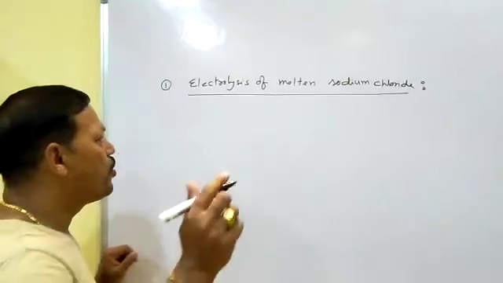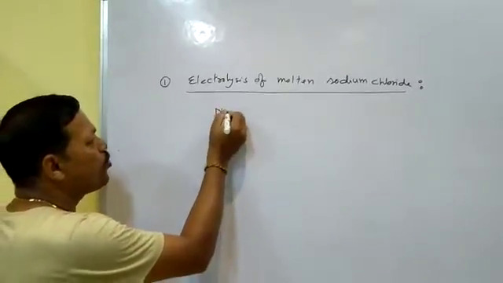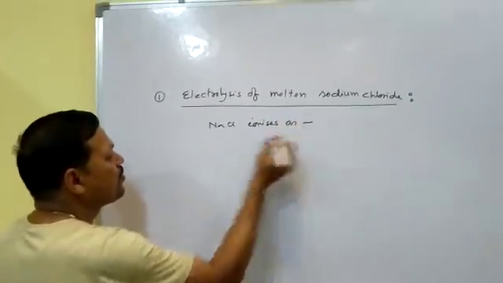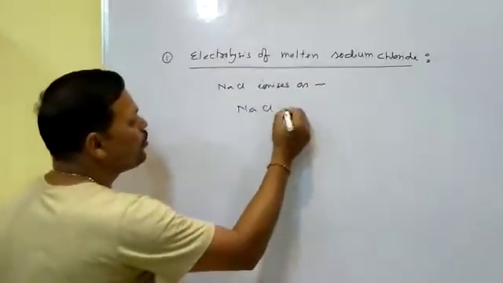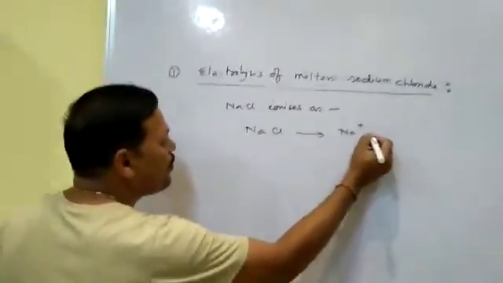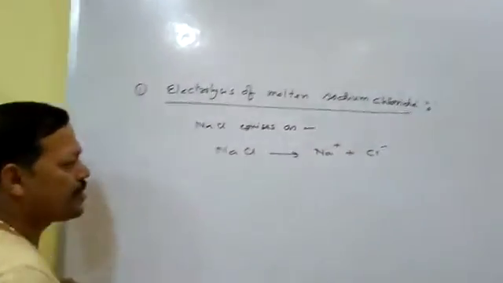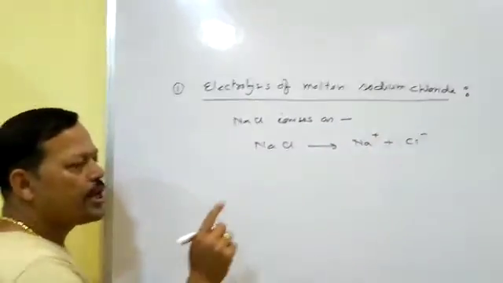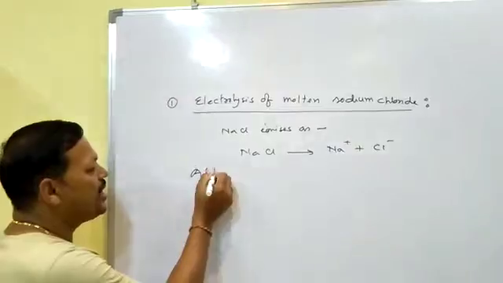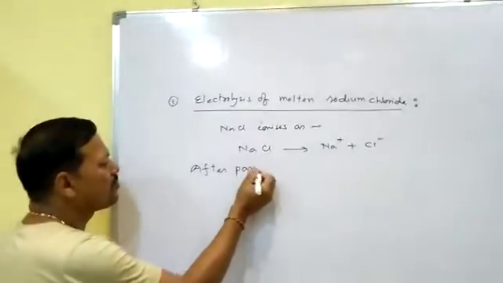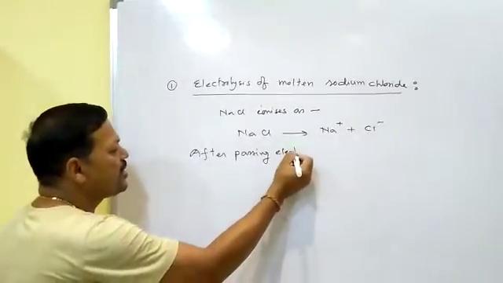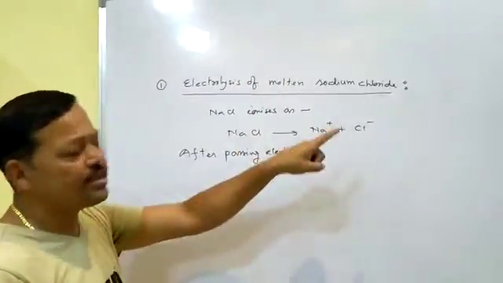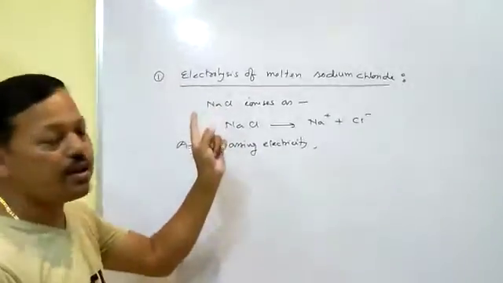Molten sodium chloride will ionize as follows. NaCl will produce two ions, Na+ and Cl-. So your molten sodium chloride contains two ions, sodium ion and chloride ion. After passing electricity, as I have told you, positive ions will move towards the cathode, negative ions will move towards the anode.